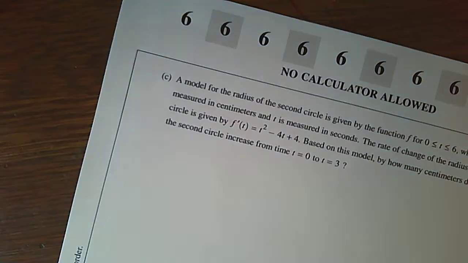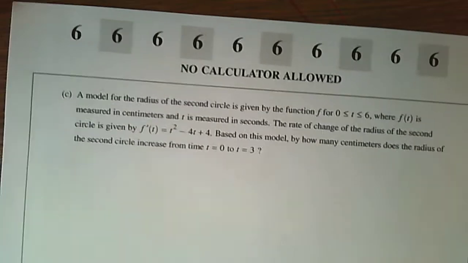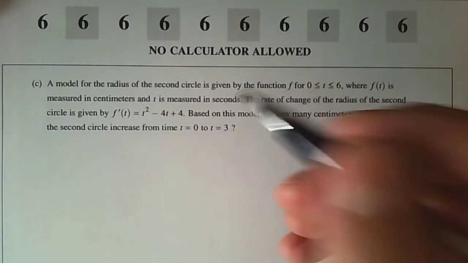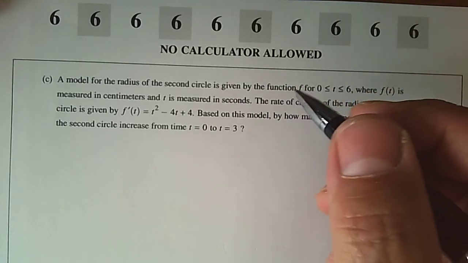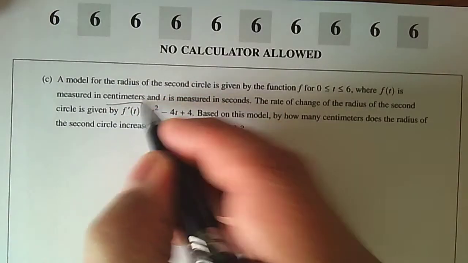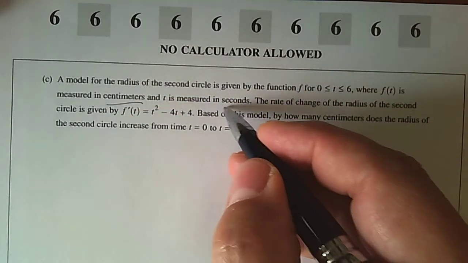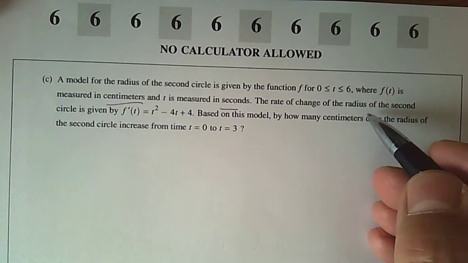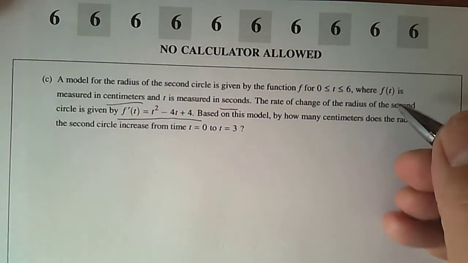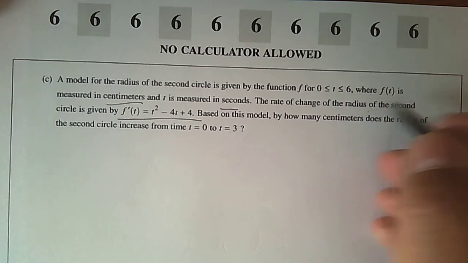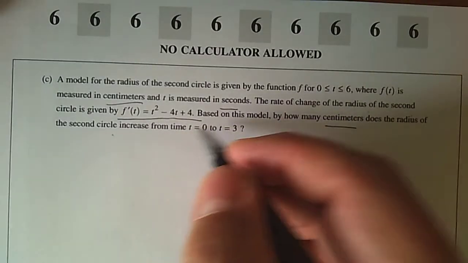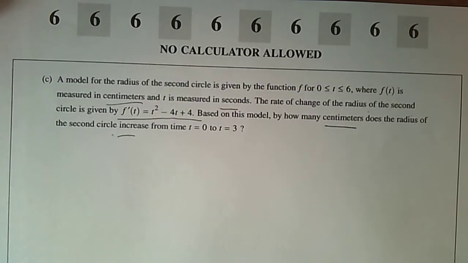Here's the last part of this free response question. It says, a model for the radius of the second circle is given by the function from 0 to 6, where f of t is measured in centimeters and t is measured in seconds. The rate of change of the radius of the second circle is given by this derivative. So you're given the rate for the radius. Based on this model, by how many centimeters does the radius of the second circle increase from 0 to 3?